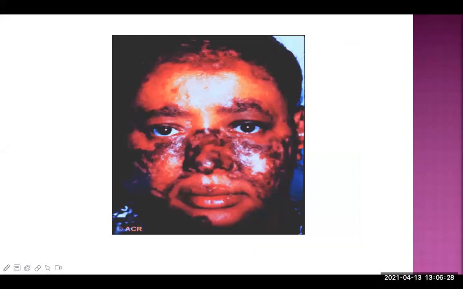Another one, this is extensive type of involvement. Extensive. A component of photosensitivity is also there. Now, see there is a malar rash. Discoid type, sir. Exactly. Discoid type, photosensitivity, and malar rash all are combined here together. Okay, this is extensive type of skin reaction.